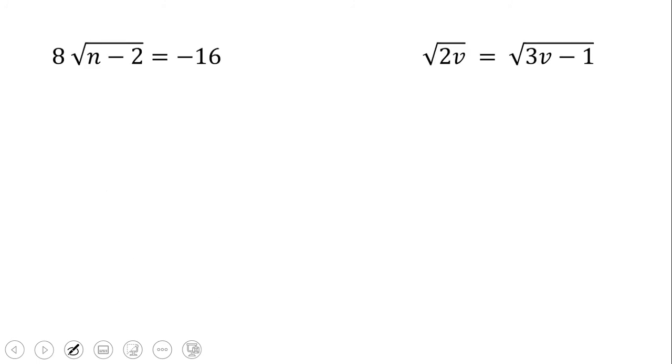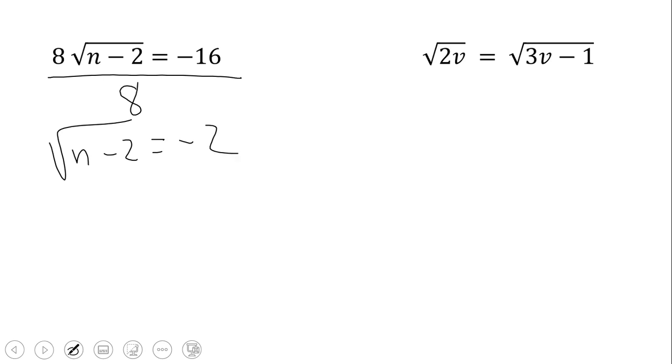Here on the last two problems, this is asking you to solve the equation and check your solutions. So you have square roots. You don't want there to be square roots, so you eventually have to get rid of them. In this problem here, we're going to start by getting the square root by itself, which we're going to do by dividing by 8. When you divide by 8, you get the square root of n minus 2 is equal to negative 2. A couple of different ways to go from here.